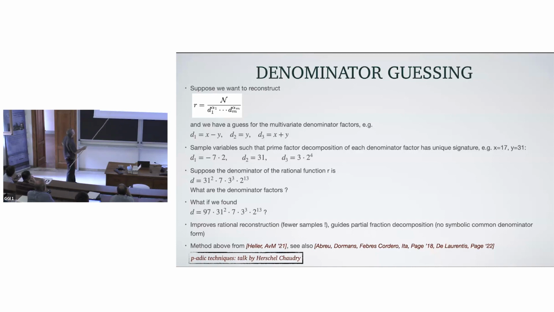Now, in principle, you don't need that. I mean, here I've chosen it in such a way that you have a unique prime factor for each of these denominators, so it's fairly easy to read it off. You don't necessarily need that. Now, are you 100% sure that these are the multivariate denominators, or what could go wrong?